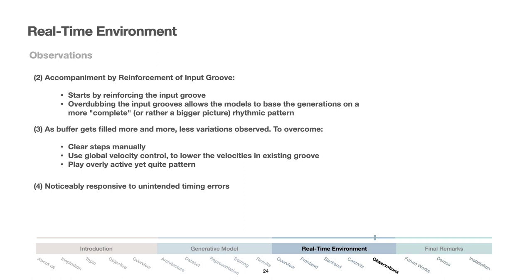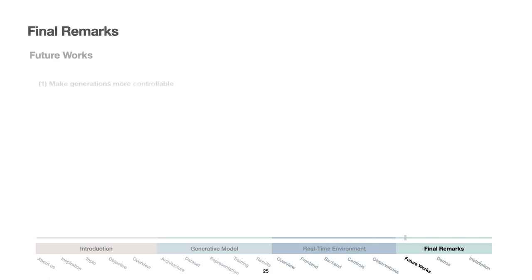One other important observation was that the system was noticeably responsive to timing errors that wasn't intended. This is expected as the system has no awareness of user expertise. The last observation was that MIDI devices with low dynamic velocity range were quite hard to use with the system.